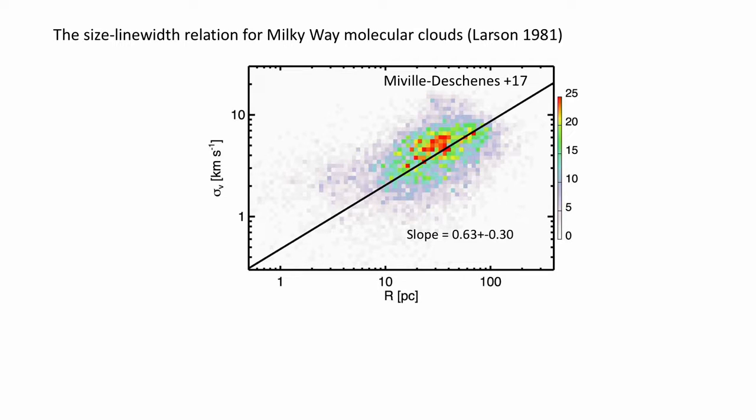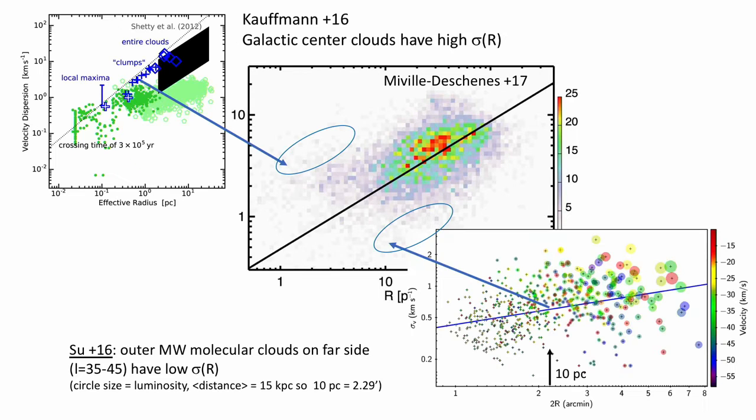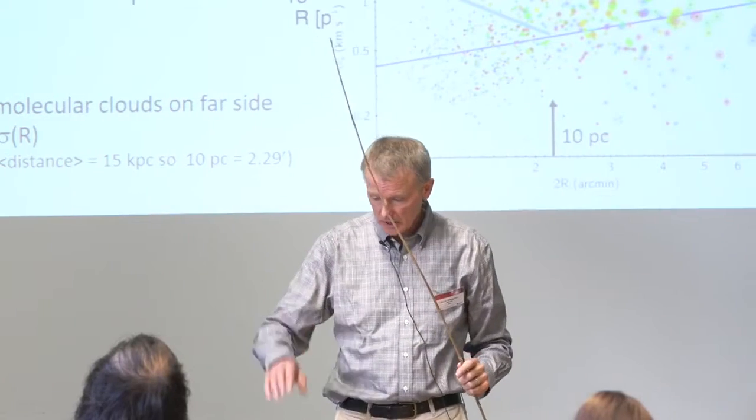But if we look at other parts of our galaxy, the inner part, this is the galactic center, they lie way up here. And the outer part, this is the far side outer molecular clouds at radii greater than the sun, they lie down here. So it's not a universal size line width relation. It depends on where you are. This is probably a pressure effect. For a given size, if the pressure is higher, your velocity dispersion is higher. And there's a pressure gradient in the galaxy.